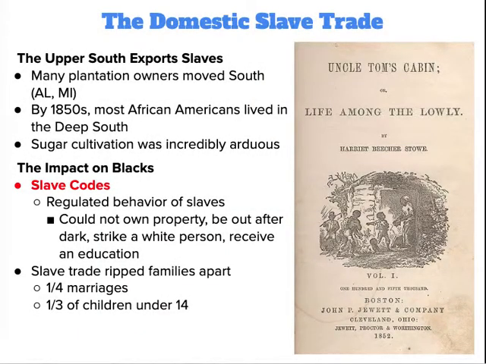The domestic slave trade. The Upper South exports slaves. By 1817, the Southern plantation system was rapidly expanding, as was the demand for slave labor. By 1860, the slave frontier extended to Texas.